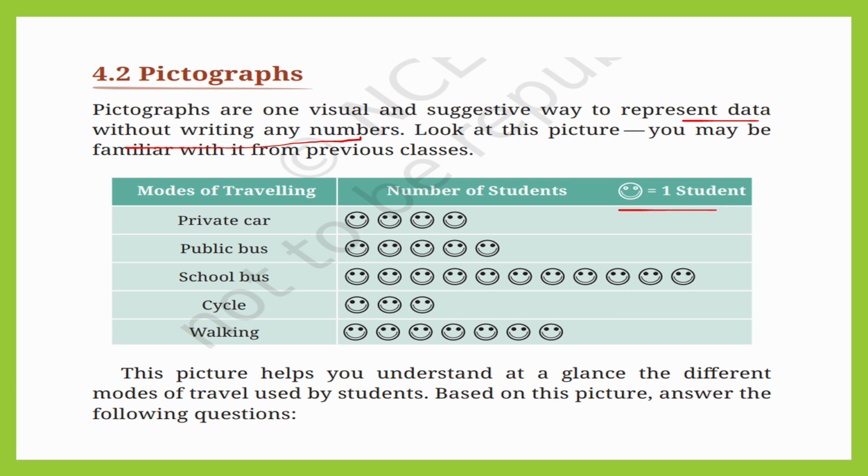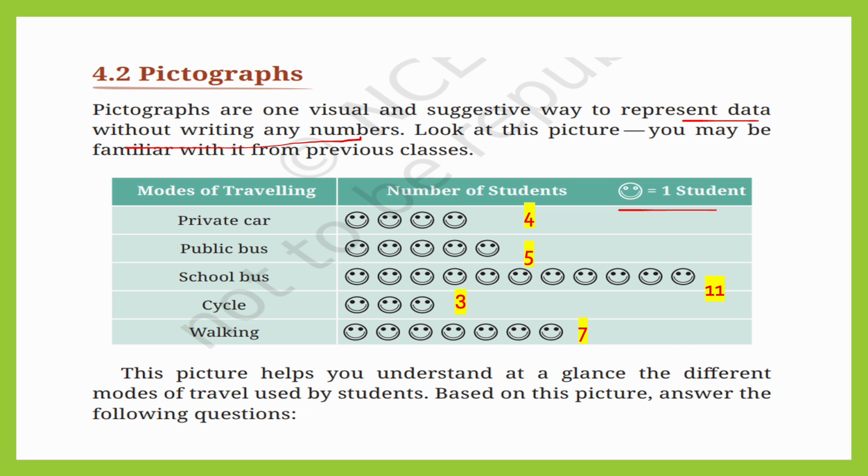So, how many students are using private car? 4. Because one symbol represents one student. So, 4 symbols represent 4 students. The number of students using public bus? 5 students. Number of students using school bus? 11. Number of students using cycle? 3. Number of students walking? 7. So this picture helps you understand at a glance the different modes of travel used by students.